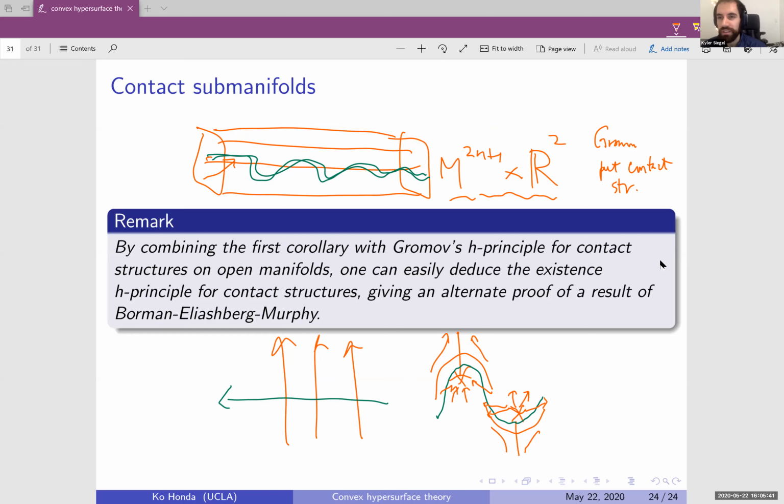I have a question. To what extent does this... Should I answer Oleg's question or should I answer yours? Sure, why don't you start with Oleg's question? Okay. Do you know if the Weinstein halves are flexible Weinstein hypersurfaces?